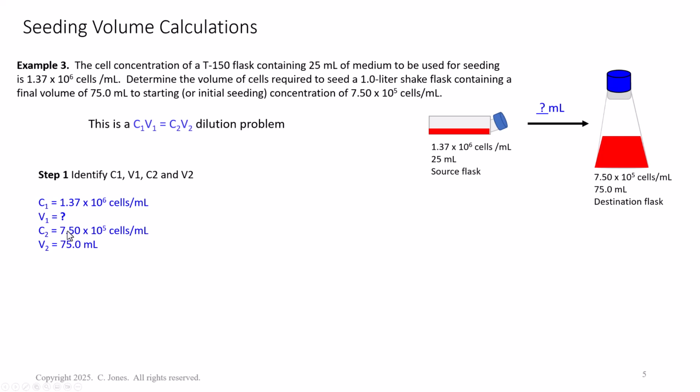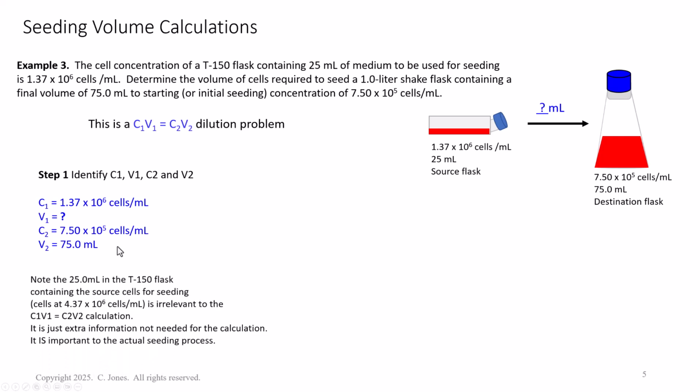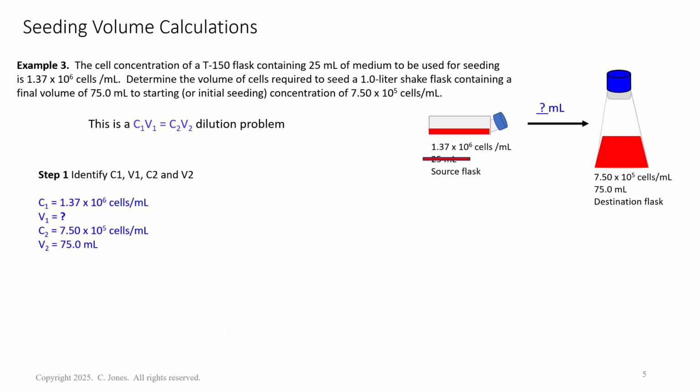C2 is the initial or the starting concentration of cells in the destination flask. And 75 mils is the total volume that we want in the destination flask. Now, once again, note the 25 mils that I gave you as the volume in the T150 source flask. At the moment, this is just extra information not needed for the calculation, so we're going to ignore it. Again, this volume may become important when we talk about the actual seeding process. So let's go ahead and do the calculation then.